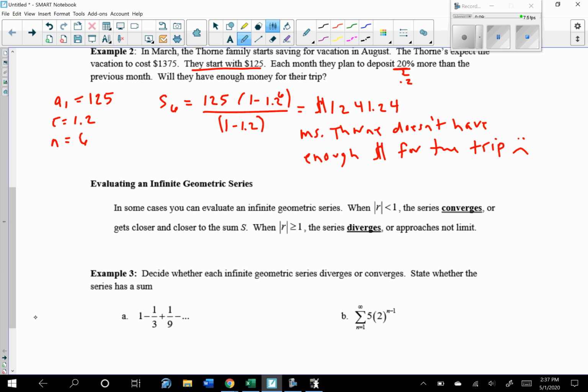All right, so let's look at the next part. Evaluating an infinite geometric series. In some cases, you can evaluate an infinite geometric series, and that's only when the absolute value of r, your common ratio, is less than 1. We say that the series converges and gets closer and closer to a sum, so that means we have a sum. And when the absolute value of r is bigger than or equal to 1, we say the series diverges or has no sum, so it does not approach a sum. Or we could say it approaches no limit. So there is no limit. Converges means it does have a sum.